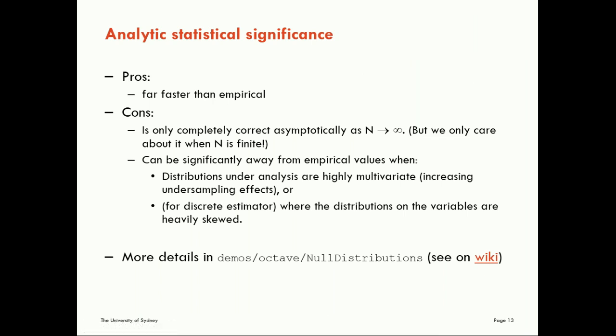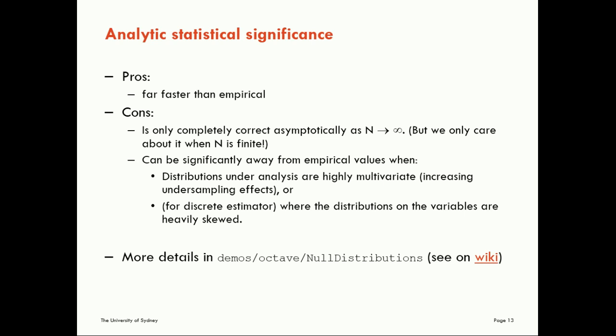Okay, so the big pro about computing the statistical significance analytically is that it is far, far faster than the empirical calculation. And that is very, very useful when you have a lot of calculations to make. On the downside, it's only completely correct asymptotically. And you can read more about that in the Barnett and Bossomaier paper that I referenced on the previous slides. Now, we only really care about the statistical significance, about the distribution itself, when n is finite. So obviously we'd like that to be correct for smaller n as well.